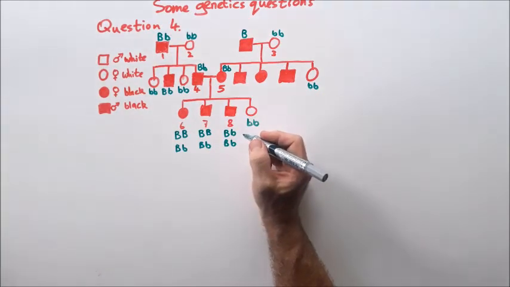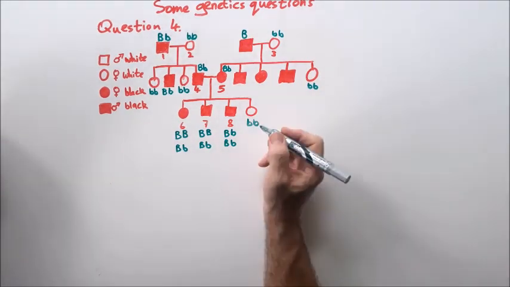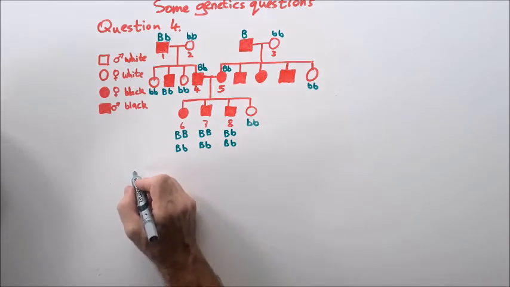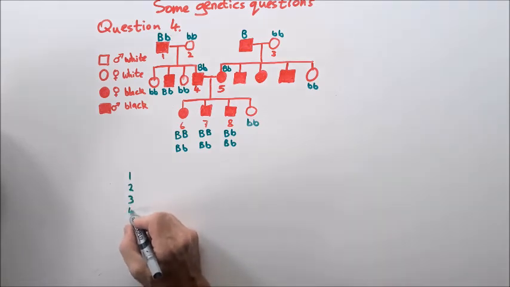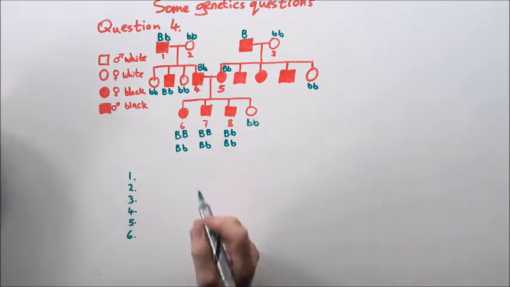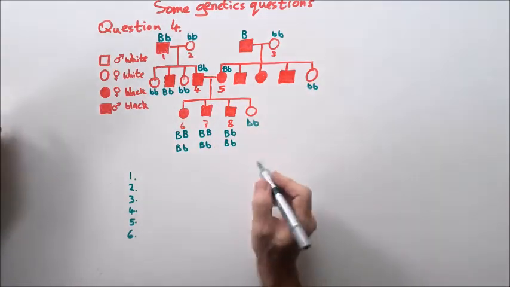Going back to the question, it says numbers 1 to 6. So they're not really interested in questions 7 and 8. So let's go and answer the question. Over here, we would write 1, 2, 3, 4, 5, and 6. This is part of your answer, never forgetting to answer the question and not just do your working out.